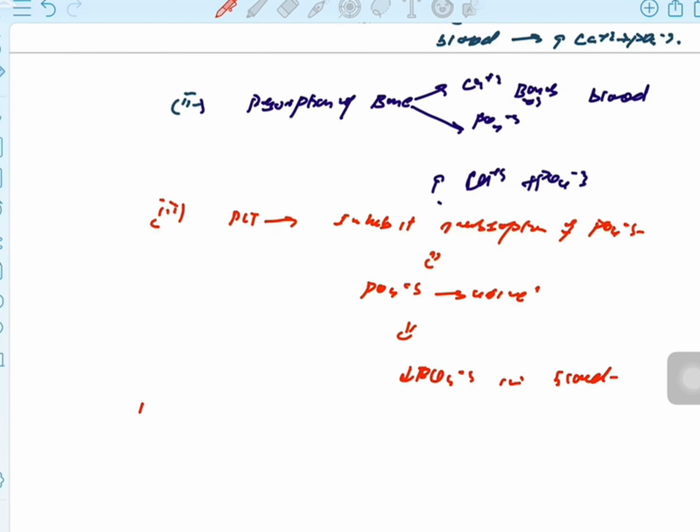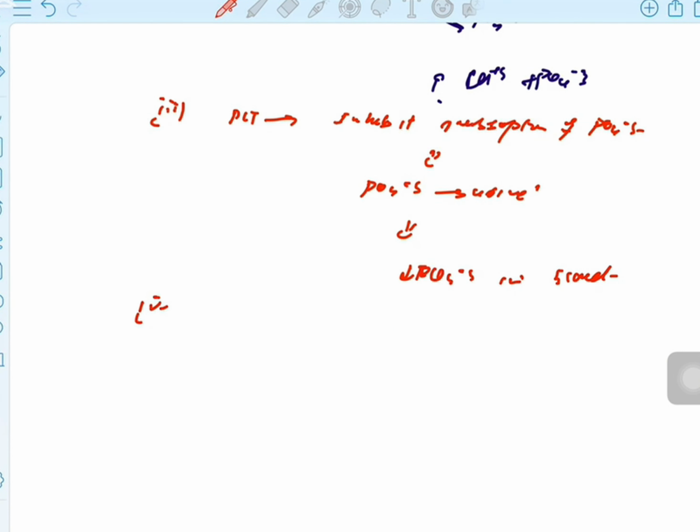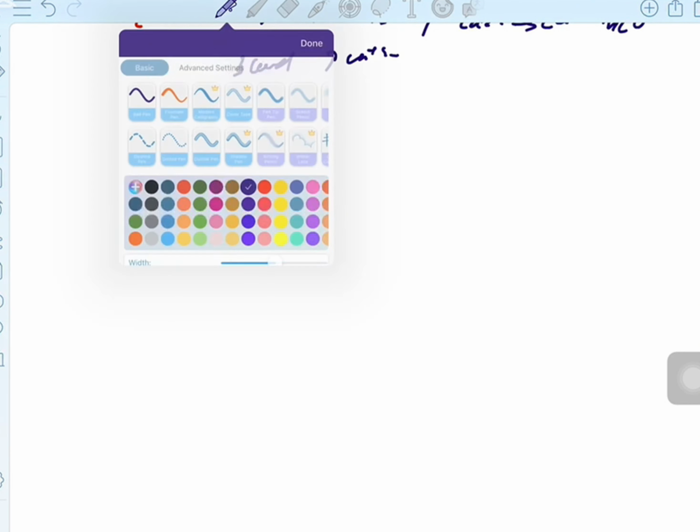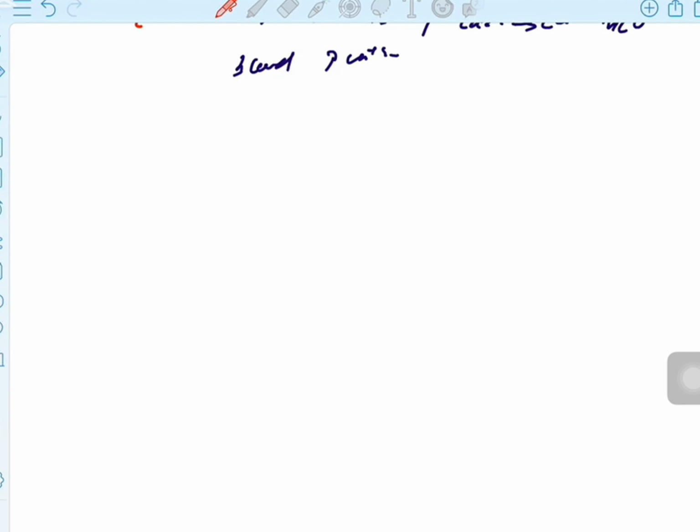Okay guys, it also acts in the kidney on the distal convoluted tubule. On the distal convoluted tubule, it causes reabsorption of calcium. When calcium is reabsorbed, it goes into the blood, and the calcium level will be high. So I already mentioned the main function of parathyroid hormone is to increase the level of calcium and decrease the level of phosphate in your blood.